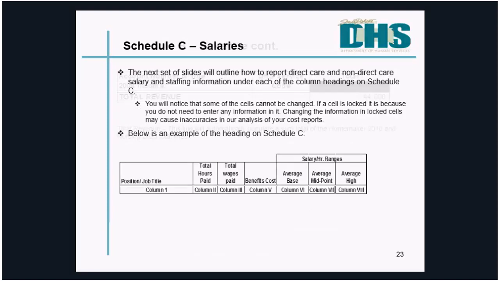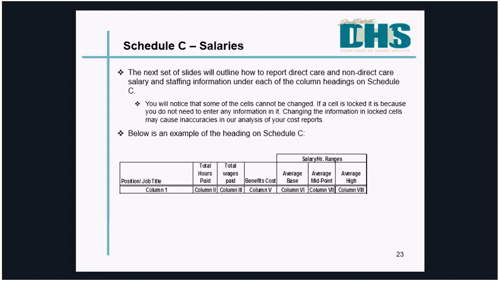Schedule C, the salaries. Again, please leave any locked cells alone. Any cells with formulas in them, please leave them alone. Here's the heading for Schedule C. You'll see position, job title, total hours paid, total wages paid, benefits. And then you also see column 1, column 2, column 3, column 4, or column 5, 6, 7, and 8.